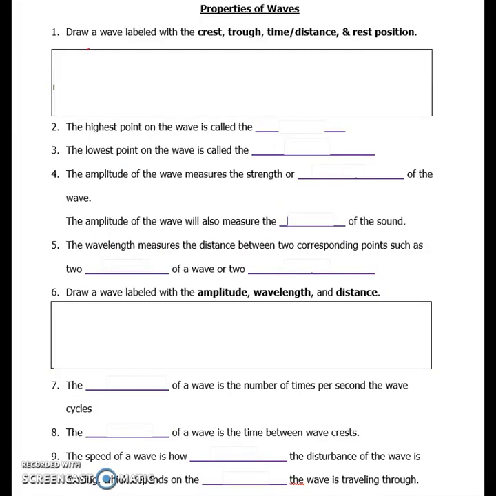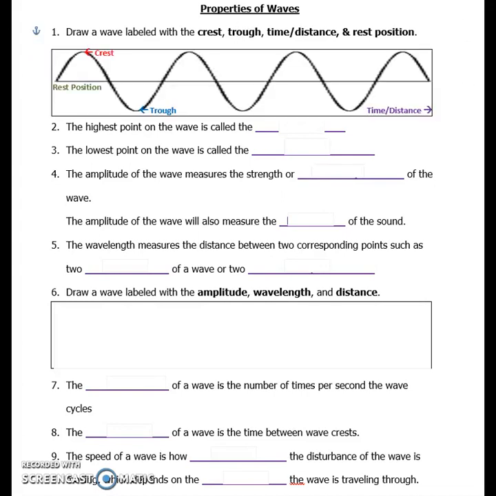The next thing we're going to do is look at properties of waves. So we're going to start by drawing a wave labeled with the crest, trough, time or distance, and the rest position. We can see our wave here.